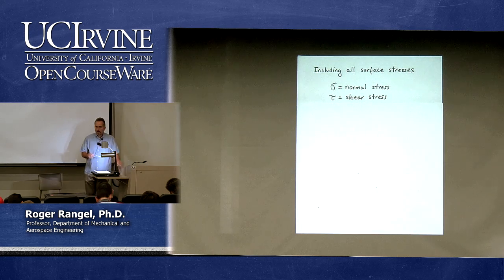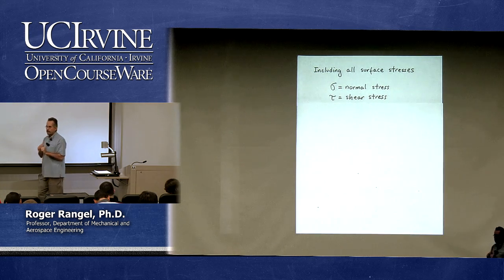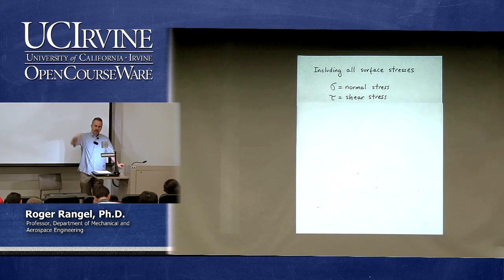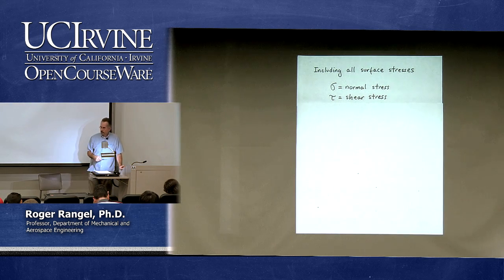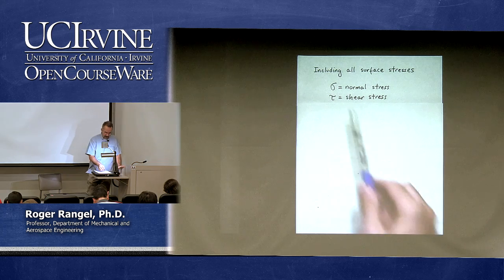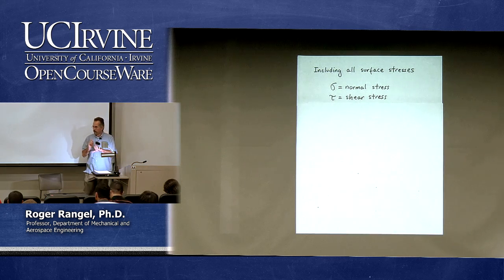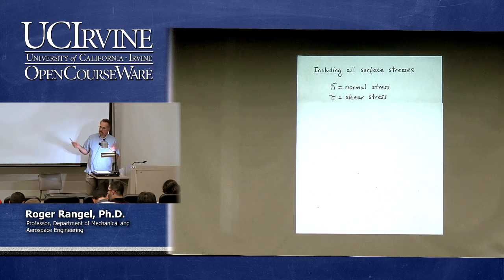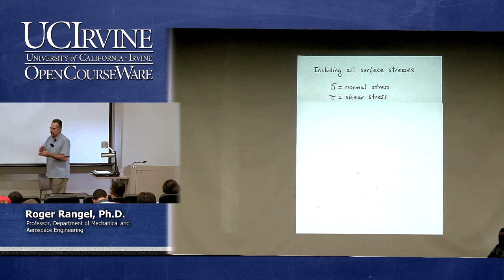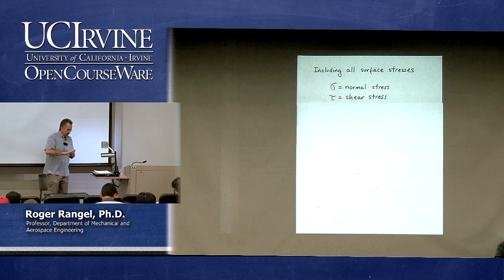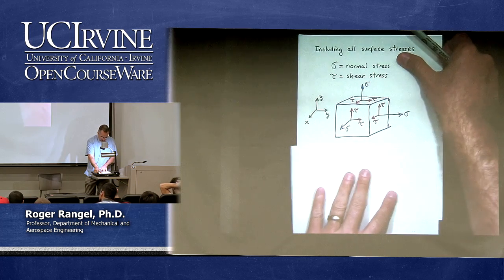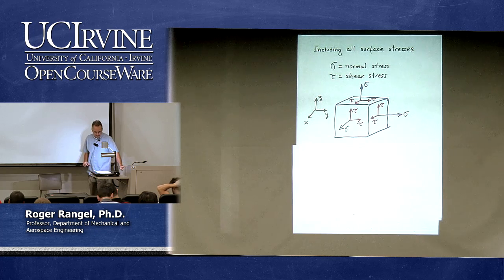Sigma will represent normal stresses, perpendicular to the face of the element. Remember, we used sigma a long time ago for surface tension, so do not confuse it. This sigma is not surface tension, it's a normal stress. And then tau, the traditional symbol for a shear stress, a stress that is tangential to the surface. So then I redraw my fluid element right there.